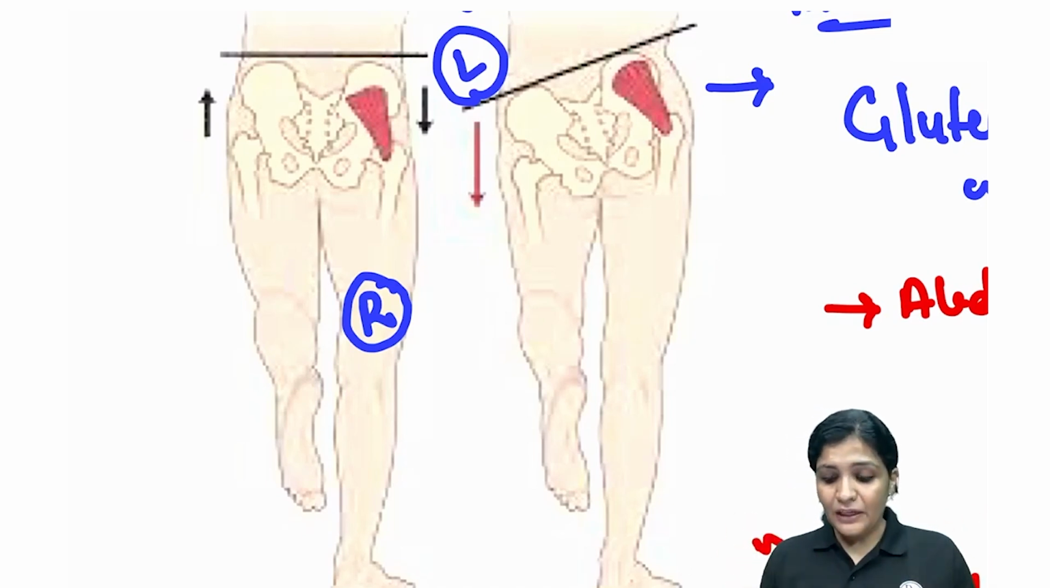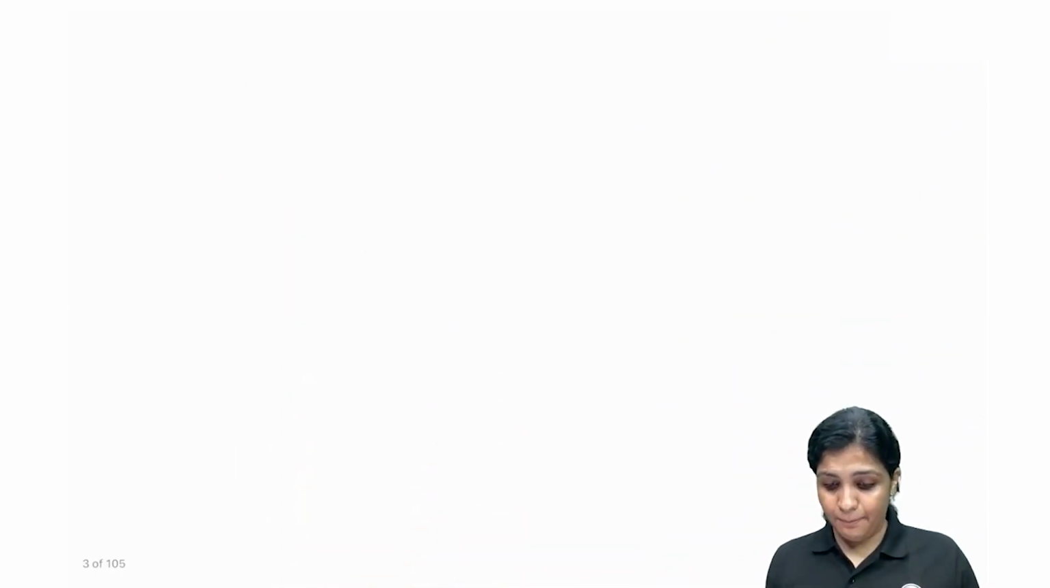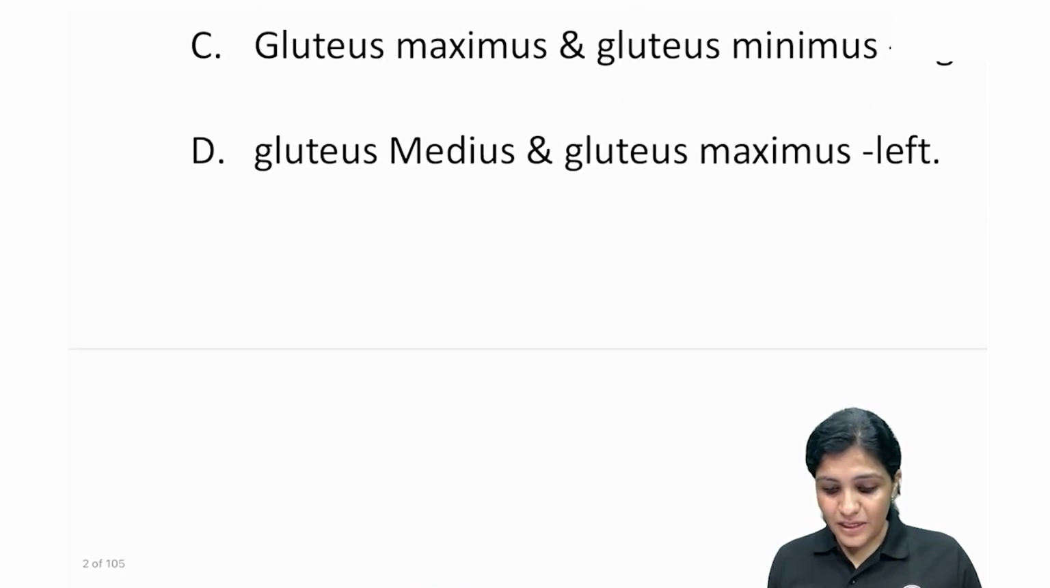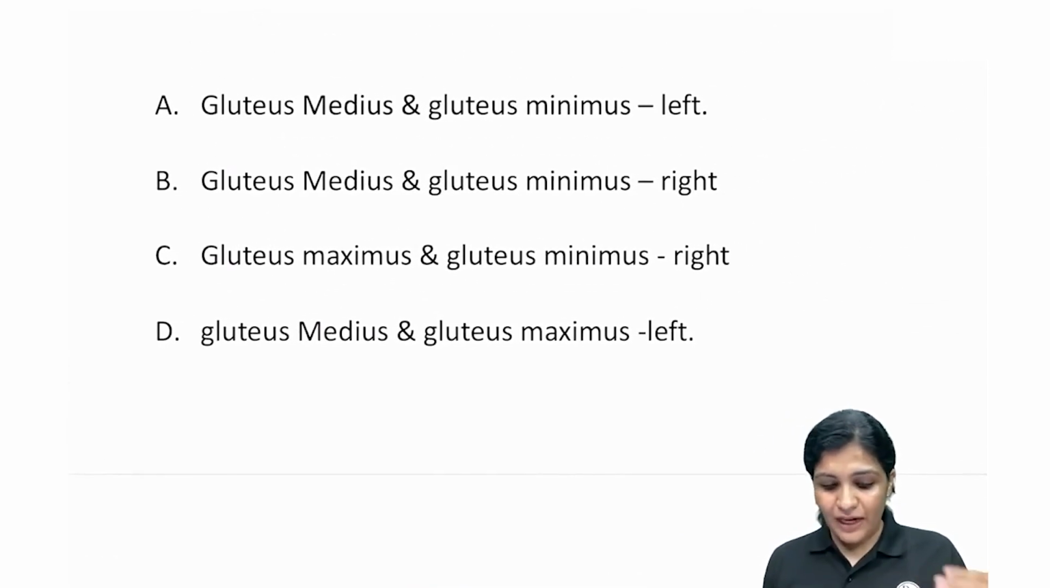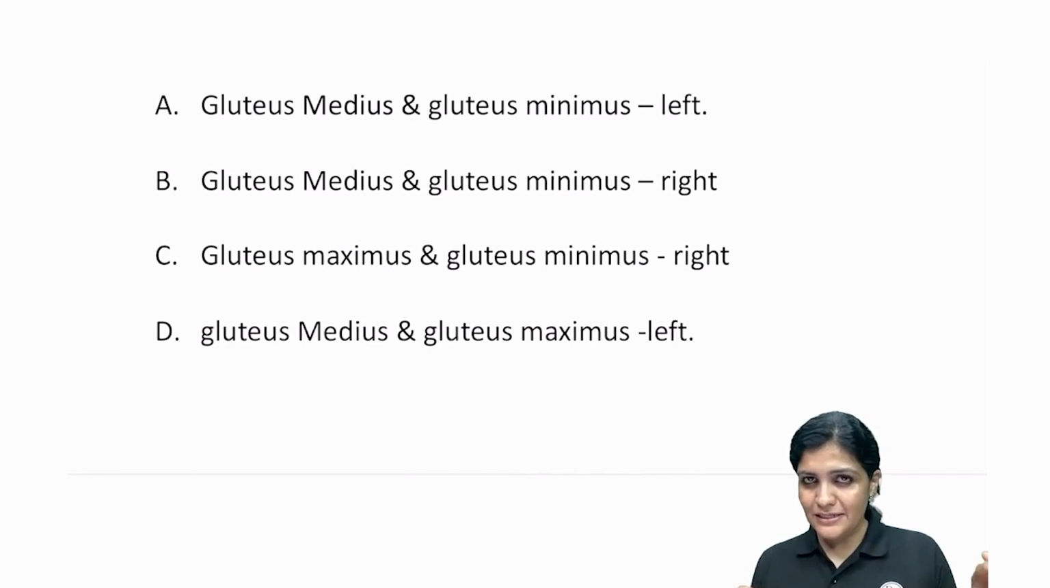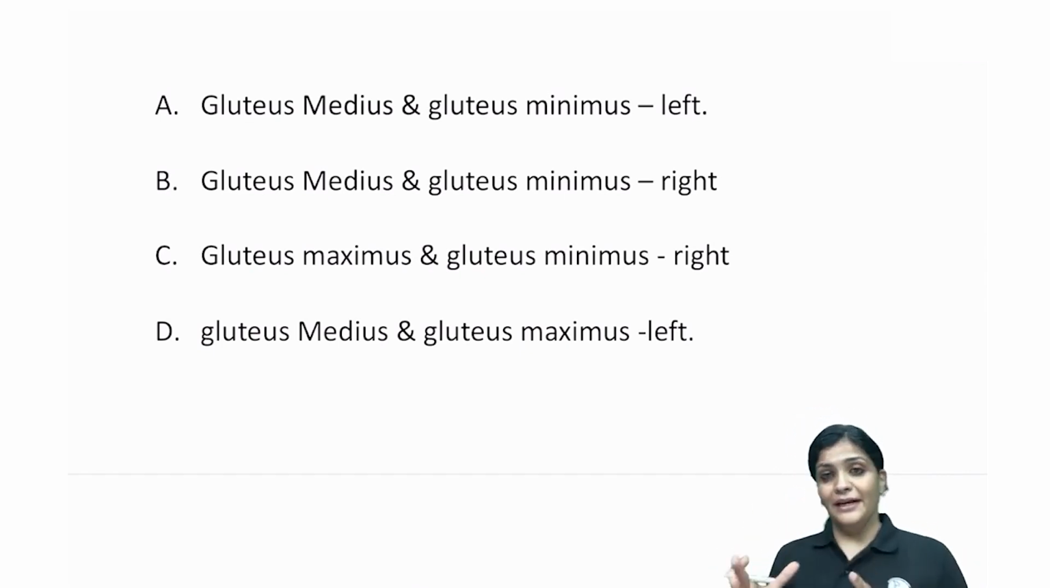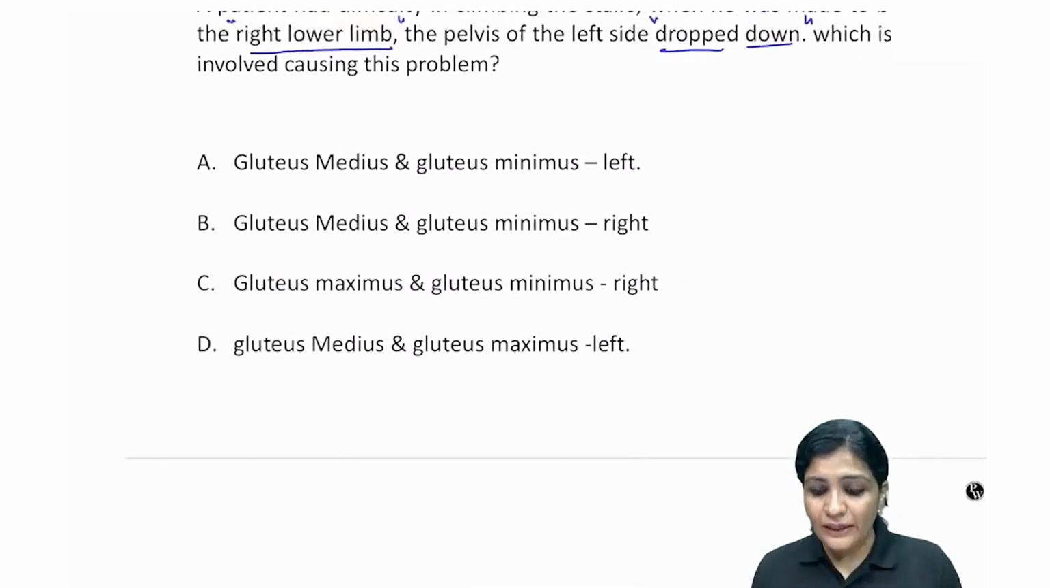And now the question here is not that simple. They have stated the gluteus medius and the minimus. Okay, we are sure that there are two abductors, medius and minimus, right? But there are two options which show medius and minimus. Now we have to understand which abductors, on the right side or the left side, are acting.